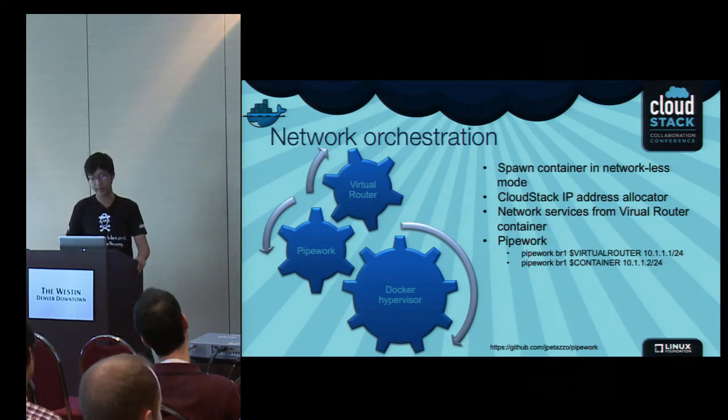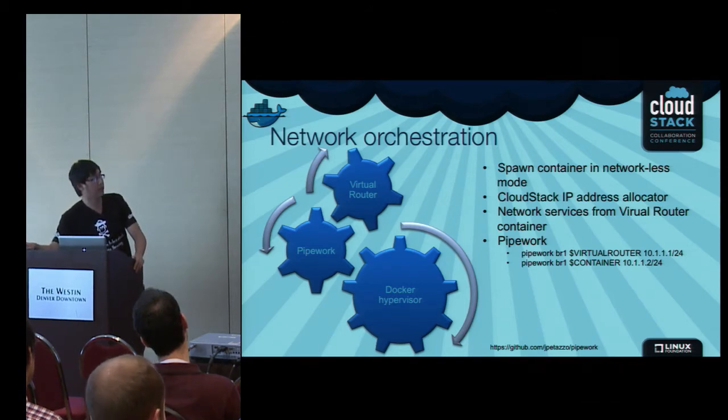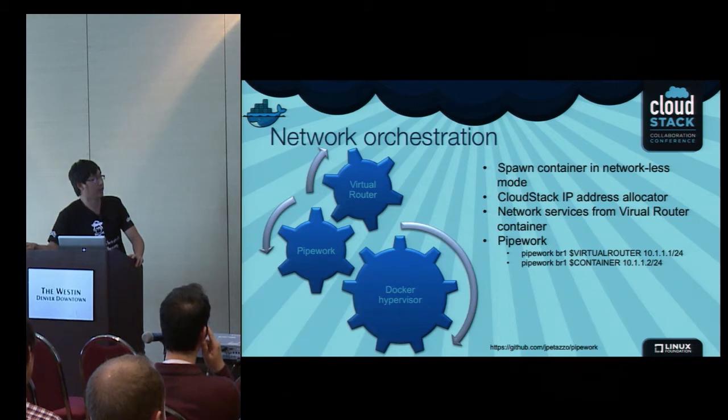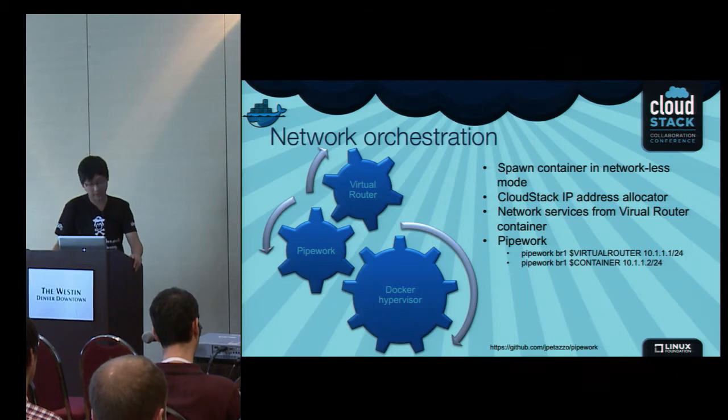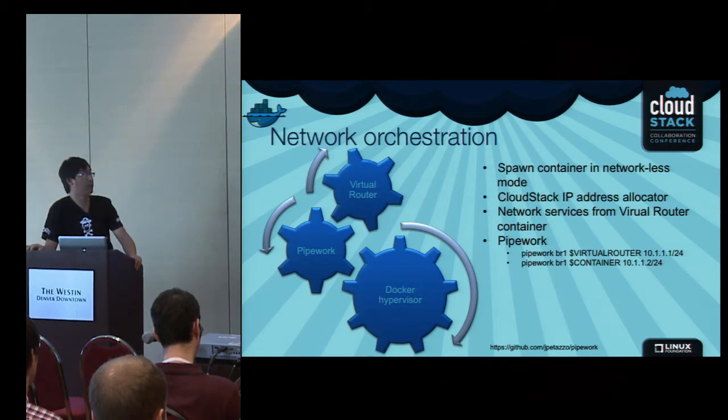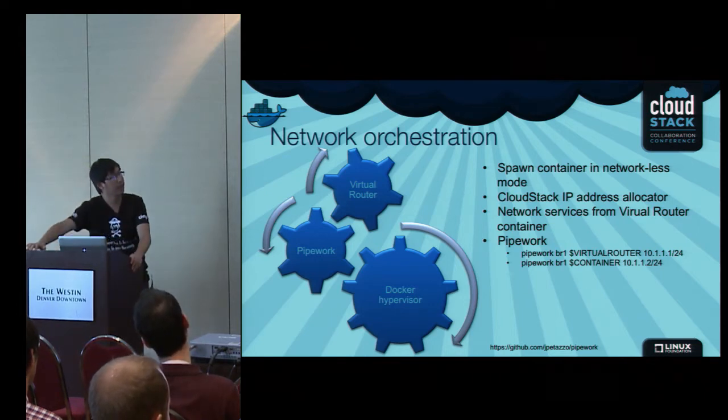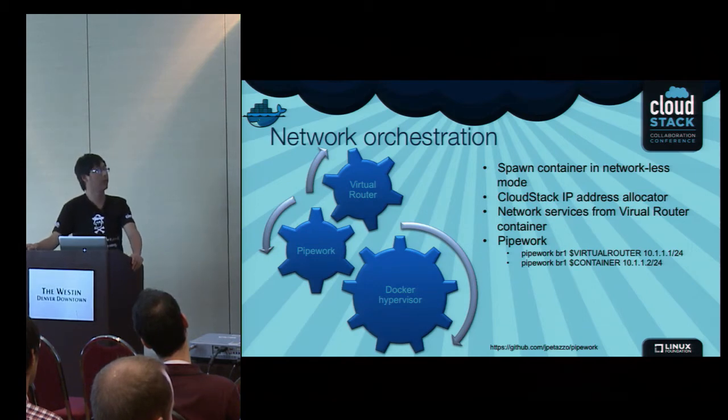In network orchestration, when integrating Docker as a new hypervisor in CloudStack, I disable the network orchestration from Docker. That's why I spawn the container in network-less mode. CloudStack already has an IP address allocator, you know that, and network services will be done from the virtual router container. And I use a pretty good script named pipework to plug the container into some bridge and allocate the IP address.